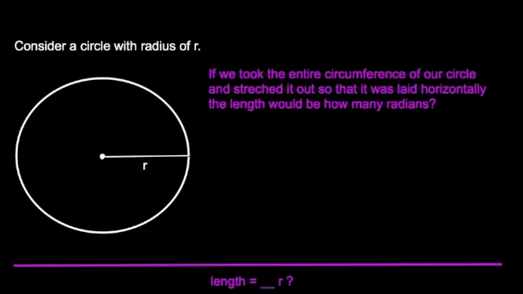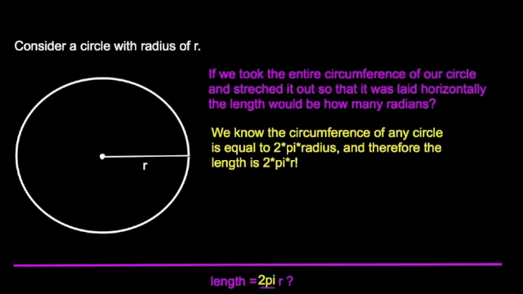So let's continue with this idea, and what I want you to do is take the whole circumference of the circle and stretch it out into a line and lay it horizontally like I did there below. How many radiuses would be contained in that entire line? Well, we know that the circumference of any circle is equal to 2 pi r, or 2 times pi times the radius of the circle. Therefore, that length is 2 pi times the radius. I wrote radians here in pink, and I was wrong. It should be radius, so I apologize for that.